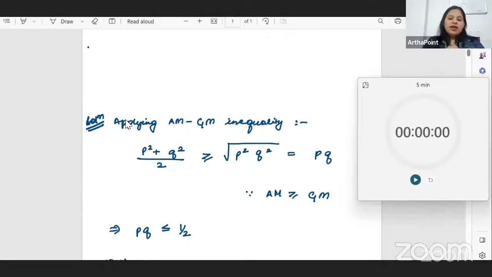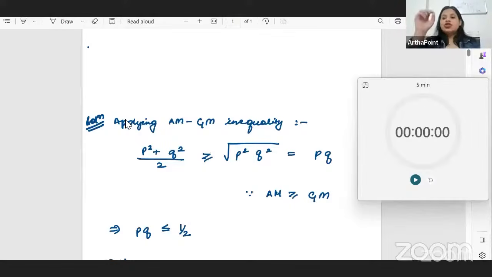What do I mean by AM-GM inequality? Arithmetic mean, geometric mean inequality. Let my first number be P square. Let my second number be Q square. So when I talk about AM, arithmetic mean, it will be (P square plus Q square) by 2. All of us agree? Mean is nothing but sum of 2 numbers divided by the number of numbers. So (P square plus Q square) by 2 will be AM.